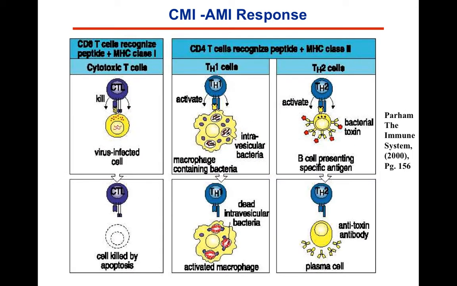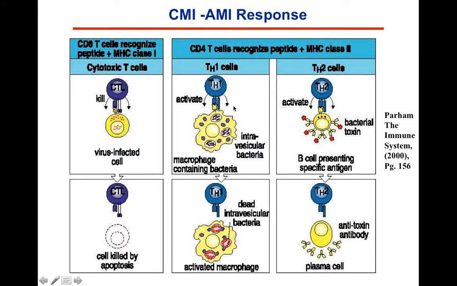So let's take a look at all these T cells that we've looked at so far. If we look over here on the right, we've looked at Th2 cells, and these Th2 cells are really involved in bacterial toxins, killing bacterial cells, responding to B cells to activate and produce antibody and plasma cells, and these antibodies have strong antitoxin potential.